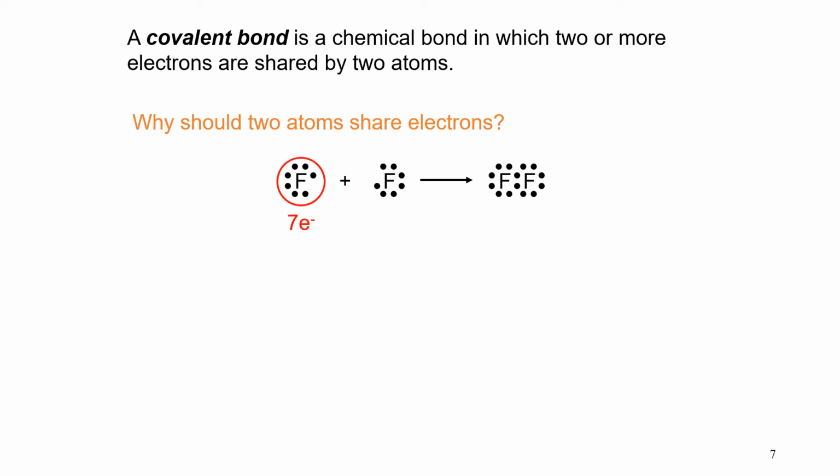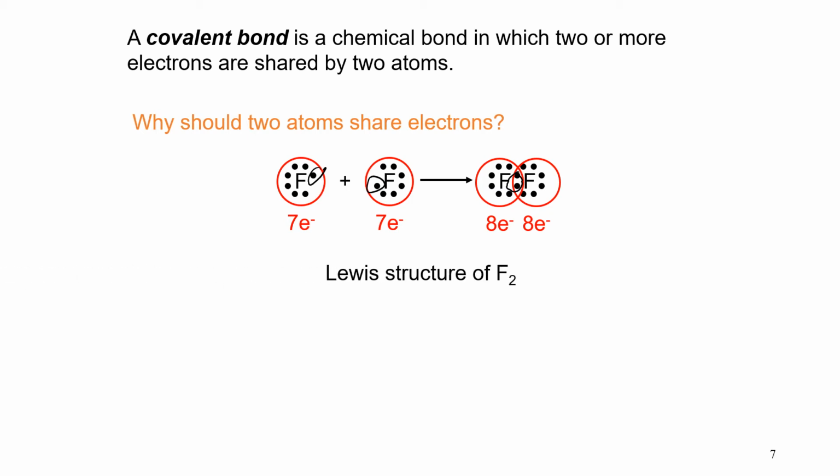So each of these fluorines has 7 valence electrons, and they have a single electron for each of them that aren't paired, which become paired when they form a single bond. And then they each feel like they have an octet, or 8 electrons. So this is the Lewis structure of the F2 molecule.